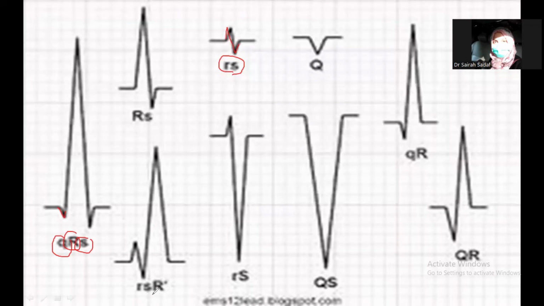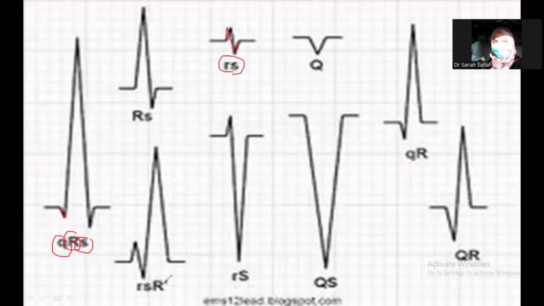Now, when we write small r, small s, and then again another R with a dot on it, we call it R prime, P-R-I-M-E, R prime with a dot on it. It indicates there is some gross pathology going on inside the conduction pathway. And we have another R wave, which means that the cardiac impulse is not going into the ventricles properly. It's going back somewhere else.